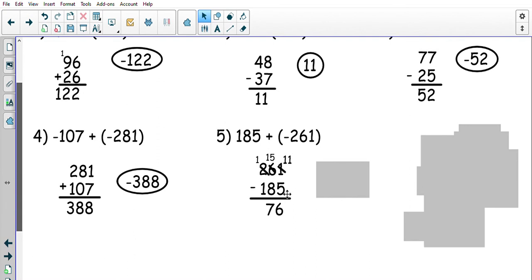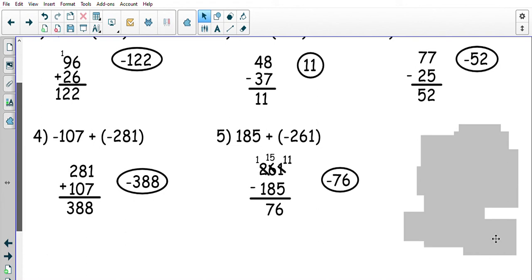11 minus 5 is 6. But now I can't take 8 from 5, so I borrow 1 from the 2, make it a 1. The 5 then becomes a 15. 15 minus 8 is 7. 1 minus 1, of course, is 0. I get a solution of 76. But again, I need to notice that the absolute value of negative 261 is bigger than the absolute value of 185, and therefore my answer has to be negative. Again, you can always envision that number line if it helps, but we shouldn't need to create it.